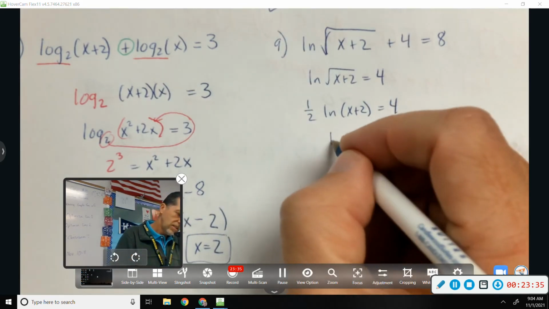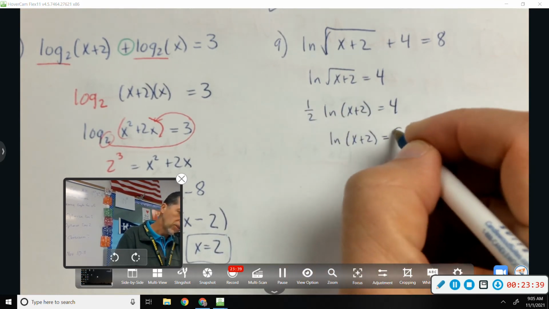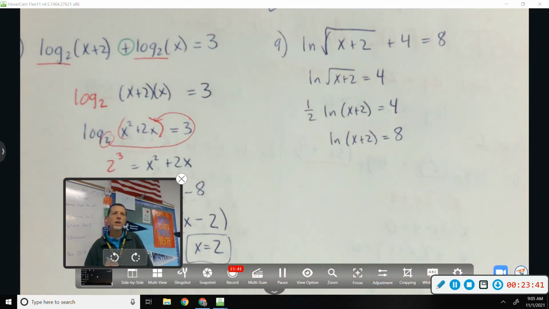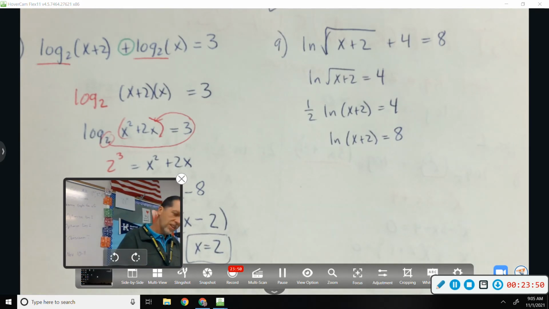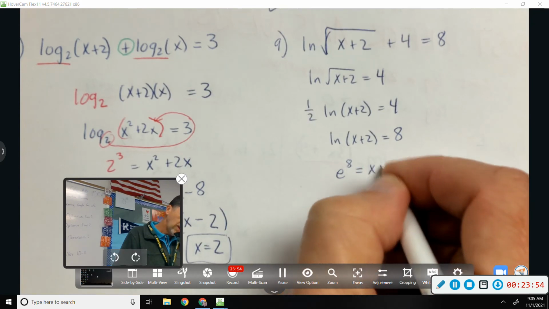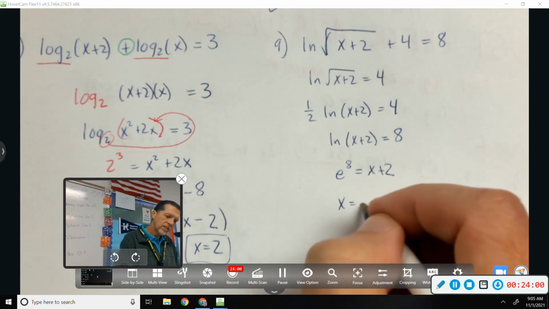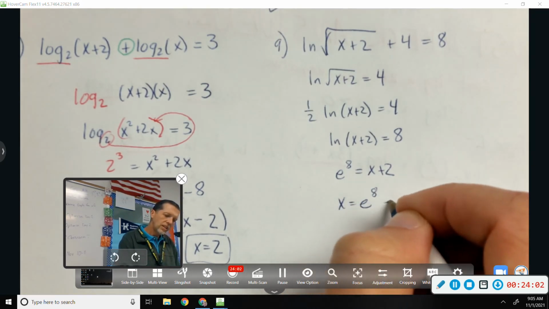I'm going to multiply both sides by 2 and get to 8. Now I'm going to fishhook. e to the 8 equals x plus 2. So x equals e to the 8 minus 2.